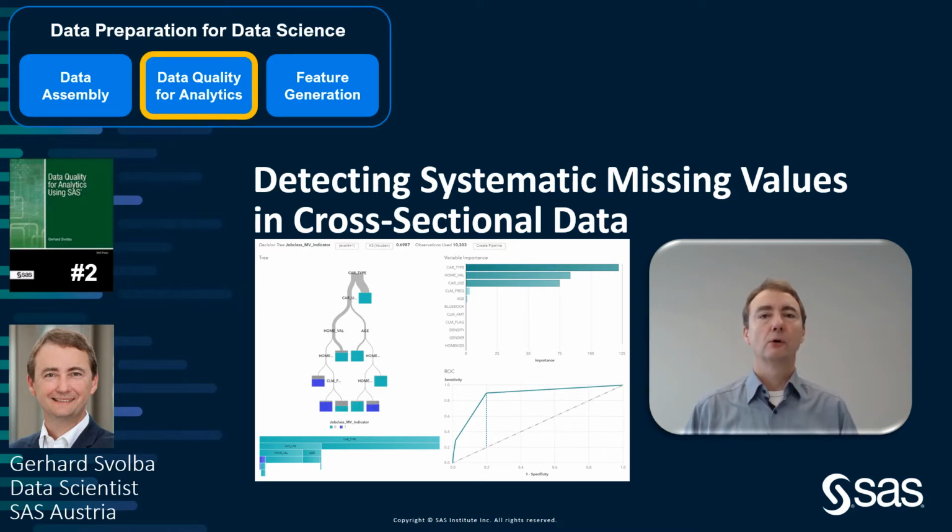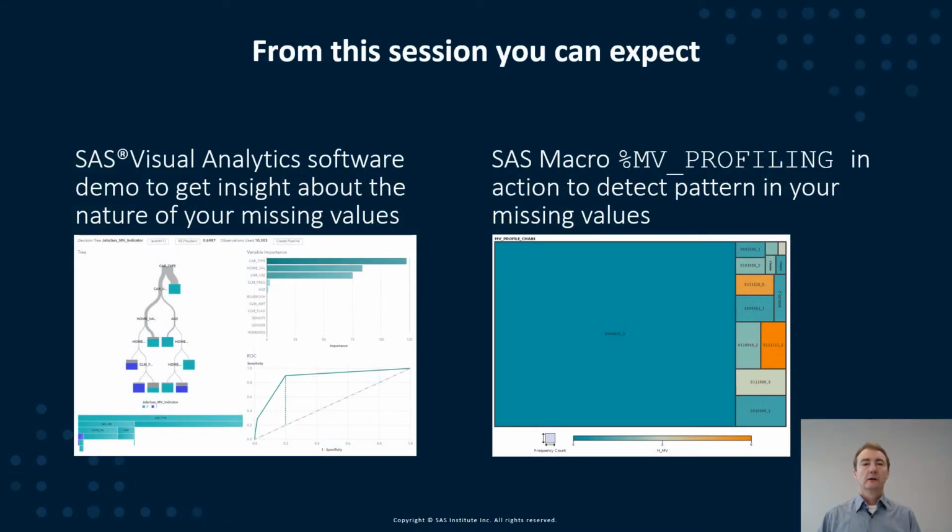Today we are going to focus on data quality for analytics, and I will show you how you can detect systematic missing values in your cross-sectional data. In this session we will focus on two things. First, we will take a look at how you can get insight about the nature of your missing values. Are they random or are they systematic? And then we will also take a look at how you can detect patterns and profiles in your data about the missing value structure.